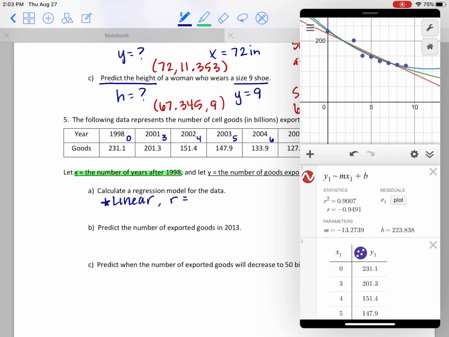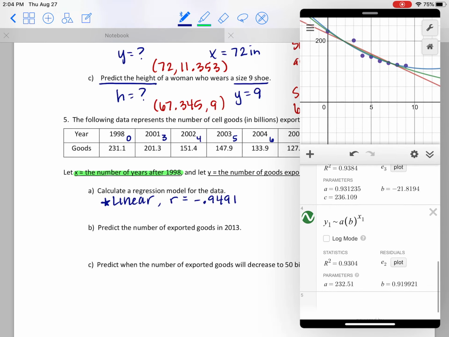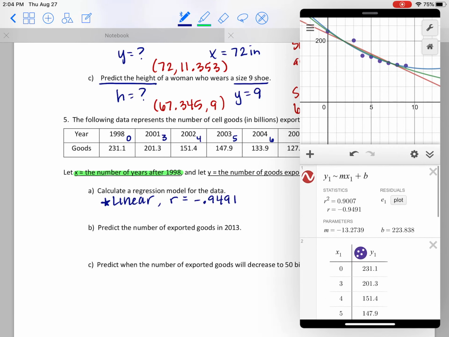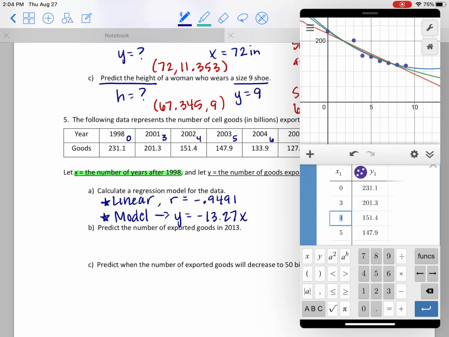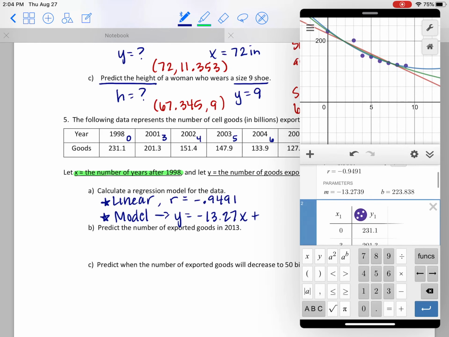In this case, negative 0.9491. And that's a stronger negative correlation than this one is positive, or than this one is positive, okay? So we're going to keep the linear. So our model is going to be y equals, slope is a negative 13.27-ish in front of x, plus b is 223.84.